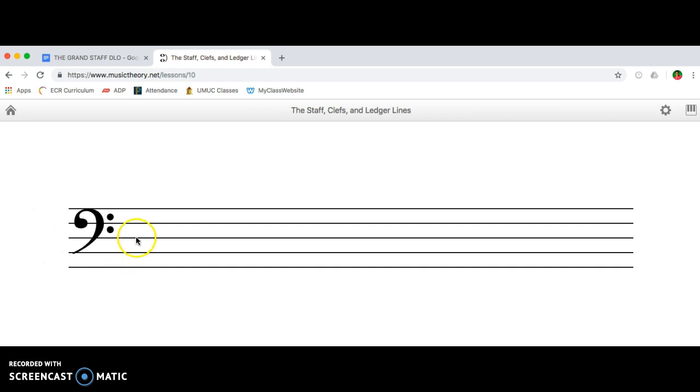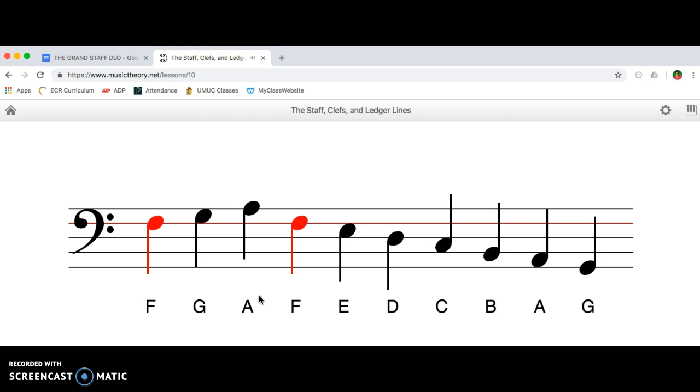Now let's discuss the bass clef, also called the F clef. The staff line in between the 2 dots, 1, 2, this line, noted in red, is the F note, and it sounds like this. We can now fill in the rest of all the notes. G, A, F, and notice that each note is moving from line to space, line to space, line to space, line to space, line to space.